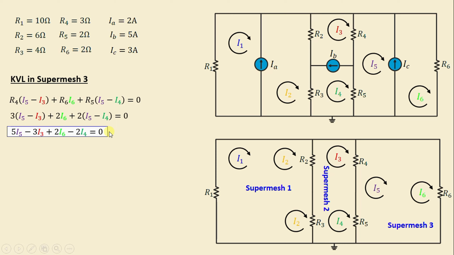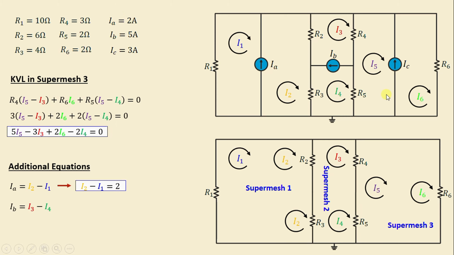We currently have 3 equations with 6 unknowns, which means we require 3 additional equations to solve this problem. In order to get those 3 equations, let's focus on the current sources IA, IB, and IC. We can write IA is equal to I2 minus I1. That means I2 minus I1 is equal to 2 amps.